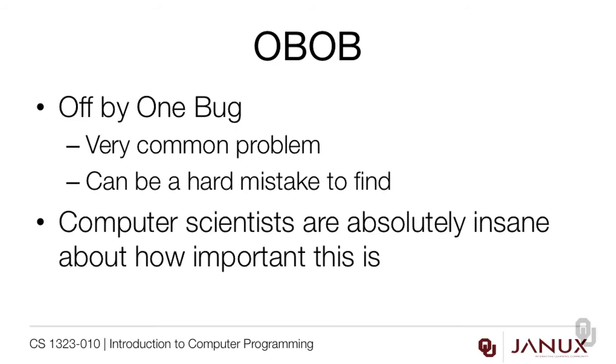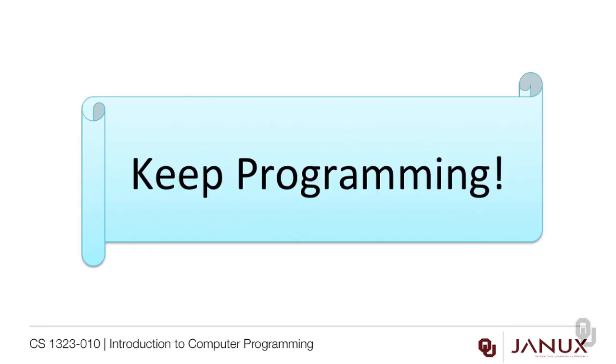Now, computer scientists are absolutely insane about how important this is. And the reason that we're so insane about it is because it causes so much trouble in software. So this is something you definitely want to pay attention to every time you write a loop. In fact, I recommend that you do a little bit of tracing before you even run the program to see if it's working correctly. I know that sounds like it's a lot of work. Sometimes it's easier to trace things first than it is to debug them after they're done. So keep programming.